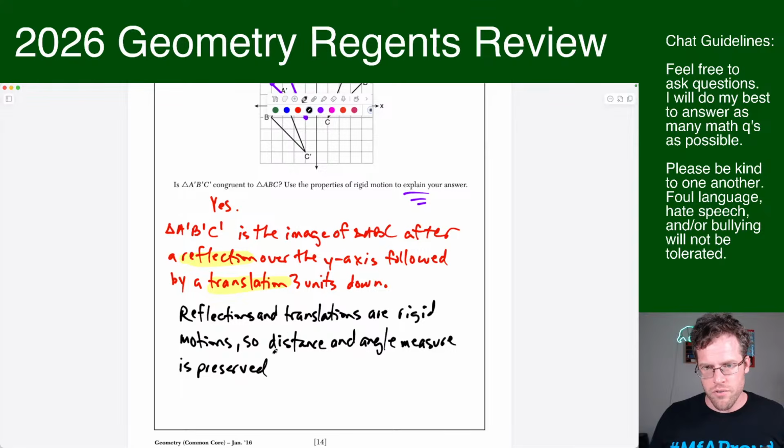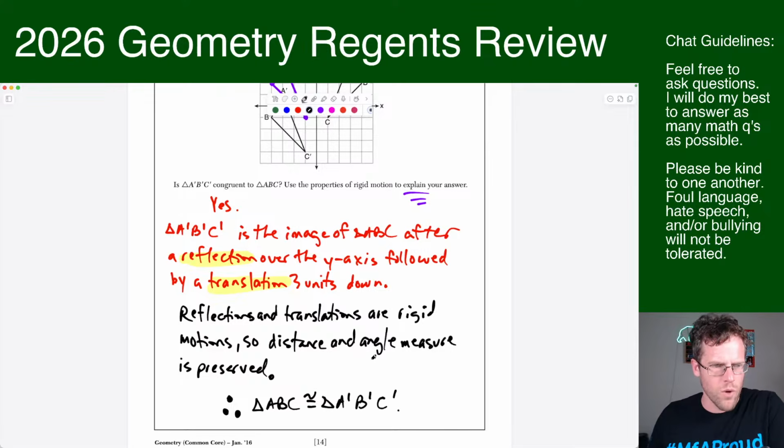So distance and angle measure is preserved. Therefore, I promise this means therefore. Therefore, triangle ABC is congruent to triangle A prime, B prime, C prime. Hard question for 2 points.